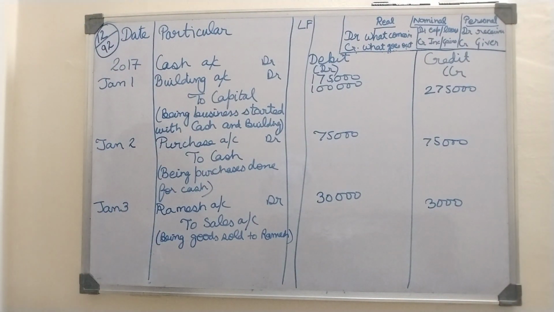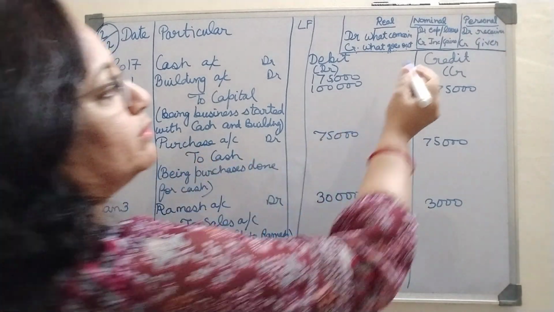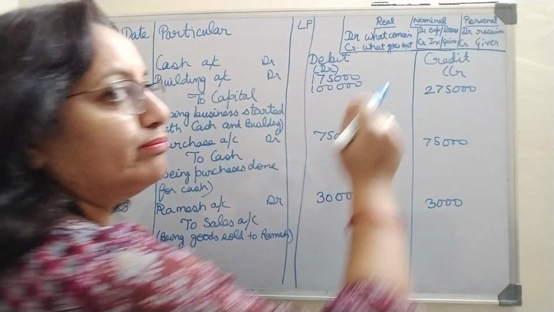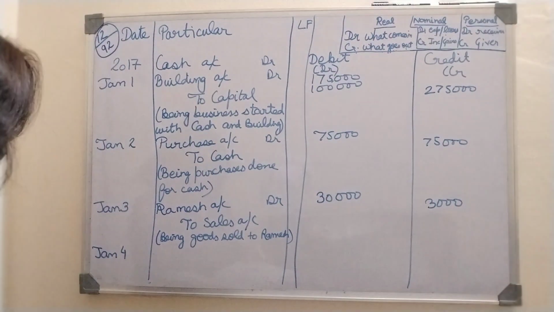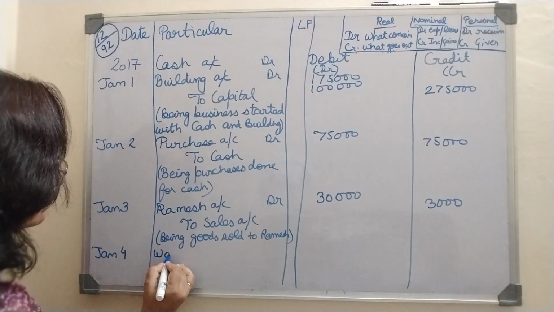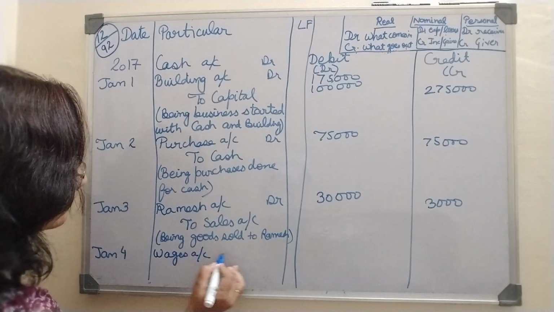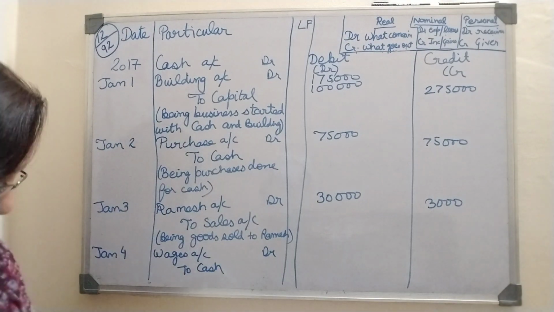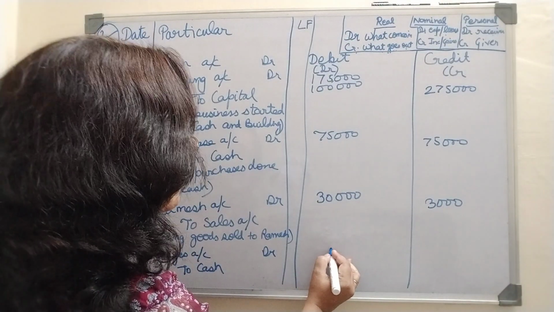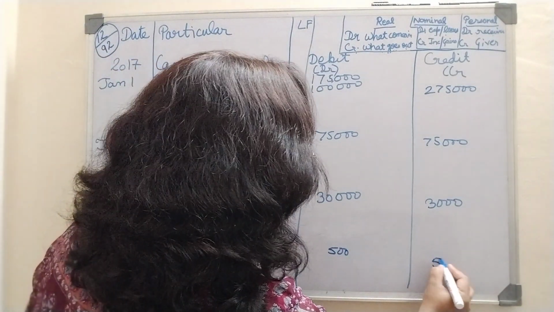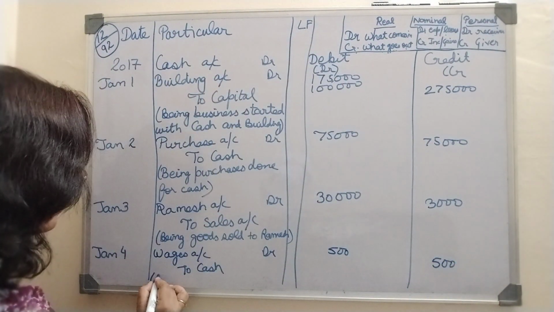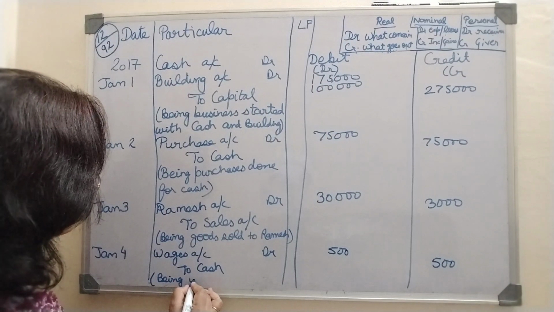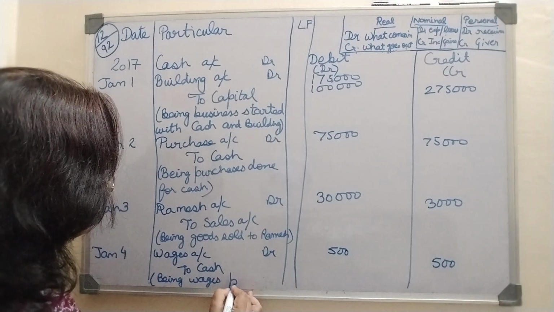Now next, January 4, paid wages. So all the expenses we are paying out of cash. So debit all expenses and losses. Paying wages is our expense, right? So wages account debit to cash. We have paid wages out of cash. It is 500 rupees. And narration will be, being wages paid.